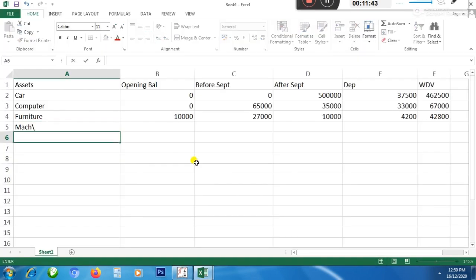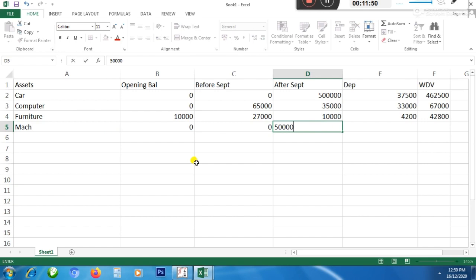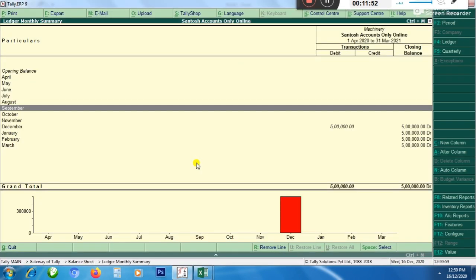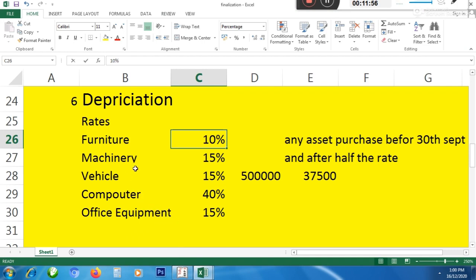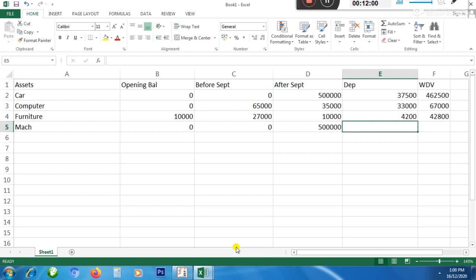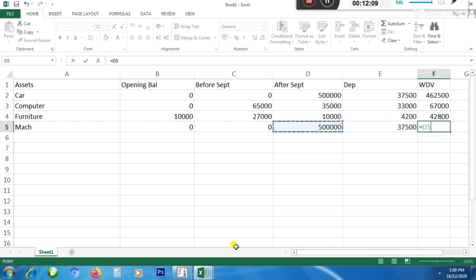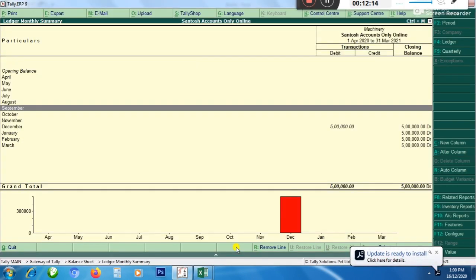Machinery, okay, this is 0, after is 5 lakh. On machinery there is a 15% depreciation. So I will do 15% depreciation here; after half a year, that is 7.5% depreciation. So the written down value is this minus this.